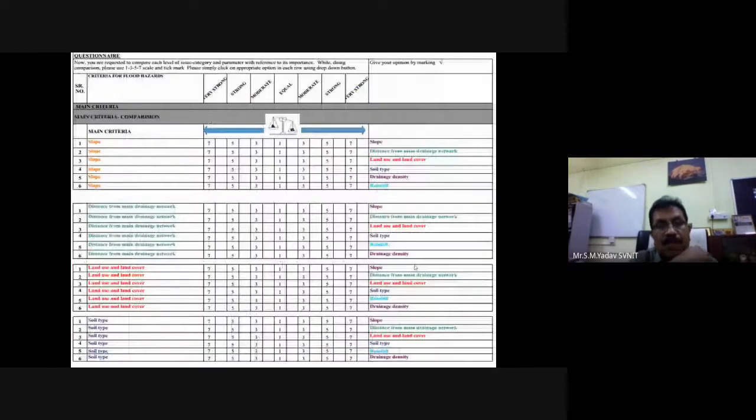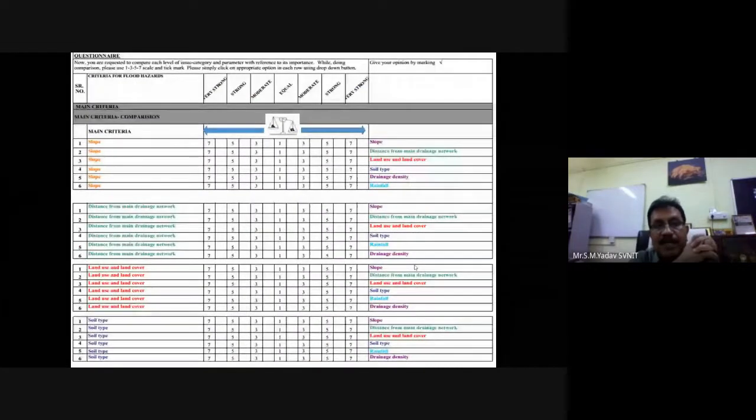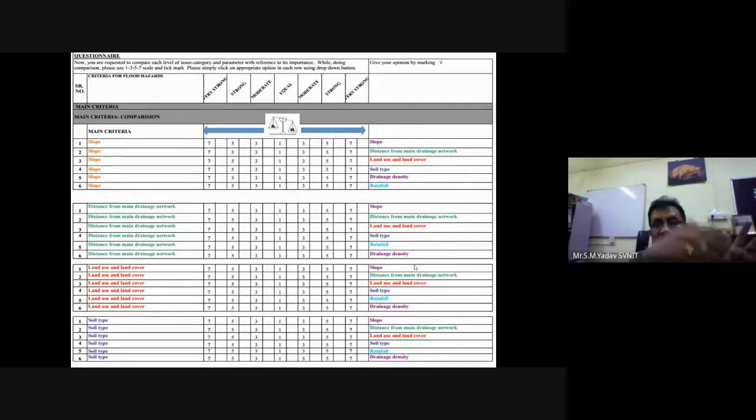So this is a format of a questionnaire survey wherein you can see the main factors. The main factors were 6, and these 6 factors are compared with the other 6 factors. First you have to choose one factor, like slope. That slope you have to compare with the 1, 2, 3, 4, 5 and 6 parameters.